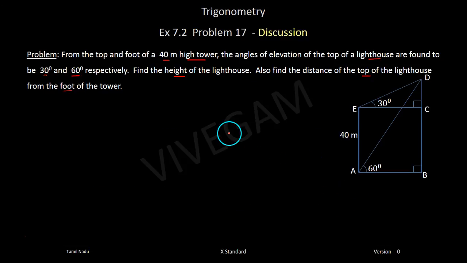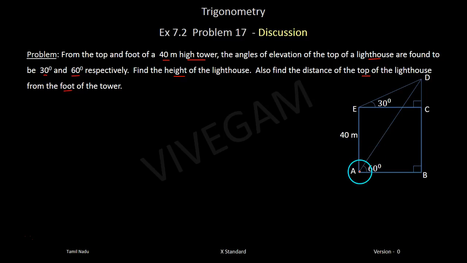Please check it out here. See here it says from the top and the foot of the 40-meter high tower, the angle of elevation of the top of the lighthouse. Am I right? So from here and from here you are observing the top of the lighthouse and the angle of elevation is 60 degrees and 30 degrees.